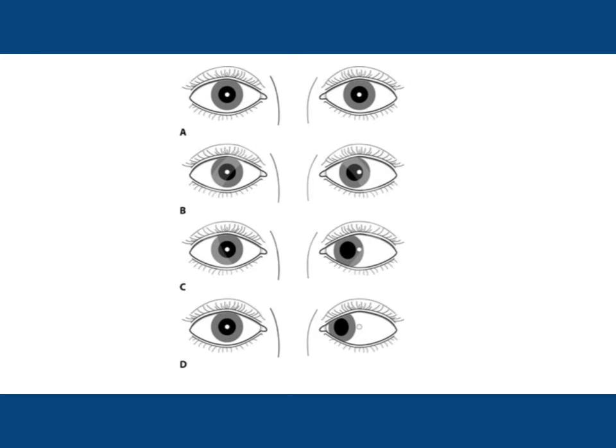Okay, so here I have given a picture. To perform the Hirschberg test, you just need a pen light, and you need to fix the patient's eye on a fixed object, and then shine the light over the patient's forehead in between the eyebrows. At that time you will see two reflexes on the patient's eye. Depending on the position of the reflex, you can find out the degree of deviation and what type of strabismus it is.